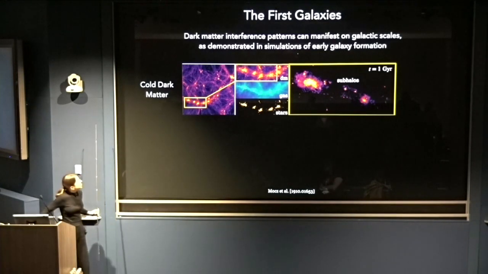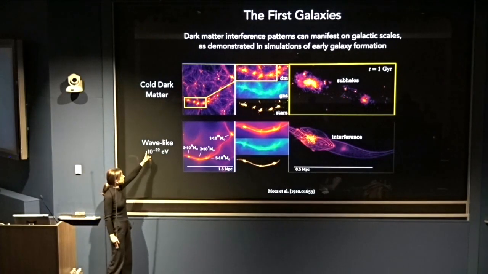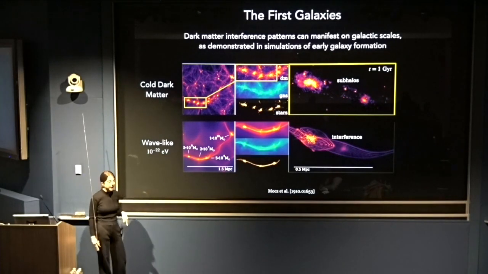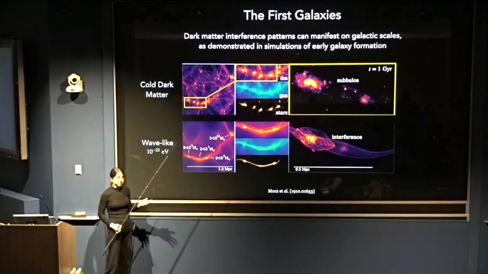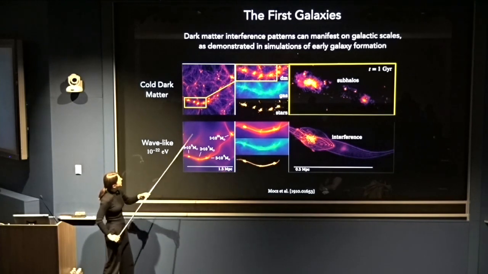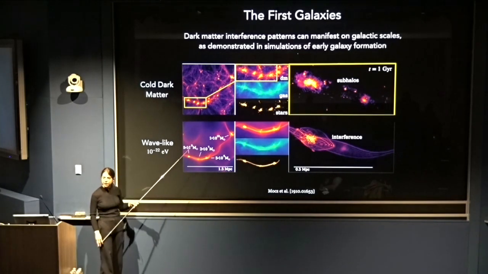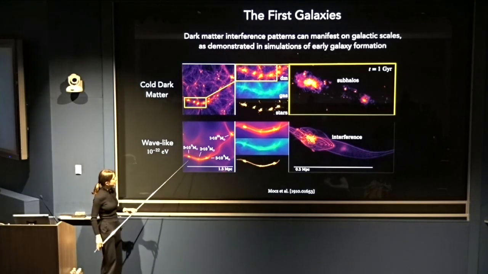So now I'm going to show you something very similar, but where we consider the dark matter as being wave-like instead. And you can see that the structures are quite different. So here, the cosmic web somehow gets a little washed out. You can still sort of see it, right? There's a little bit of it there, but it's getting kind of washed out.